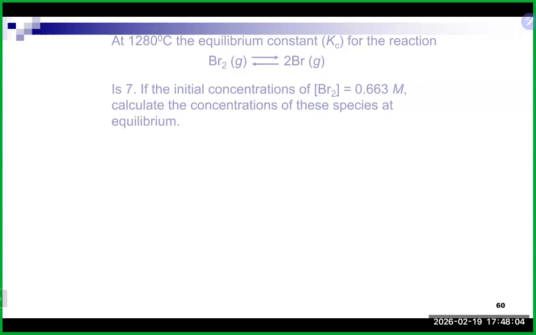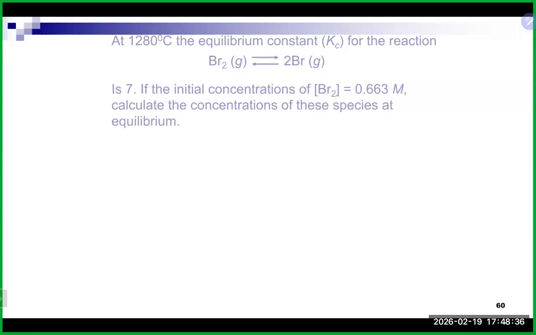All right. So let's take a look at this one here. We have an equilibrium constant, Kc, of 7 for this reaction. We got Br2 goes to 2Br. If the initial concentration of Br2 is 0.663 molar, we want to know what are the equilibrium concentrations of everybody here. Pretty much, if you're ever asked a question like equilibrium concentrations, equilibrium pressures, it's probably going to involve an ice table somewhere in that calculation. So you just want to kind of think about that.